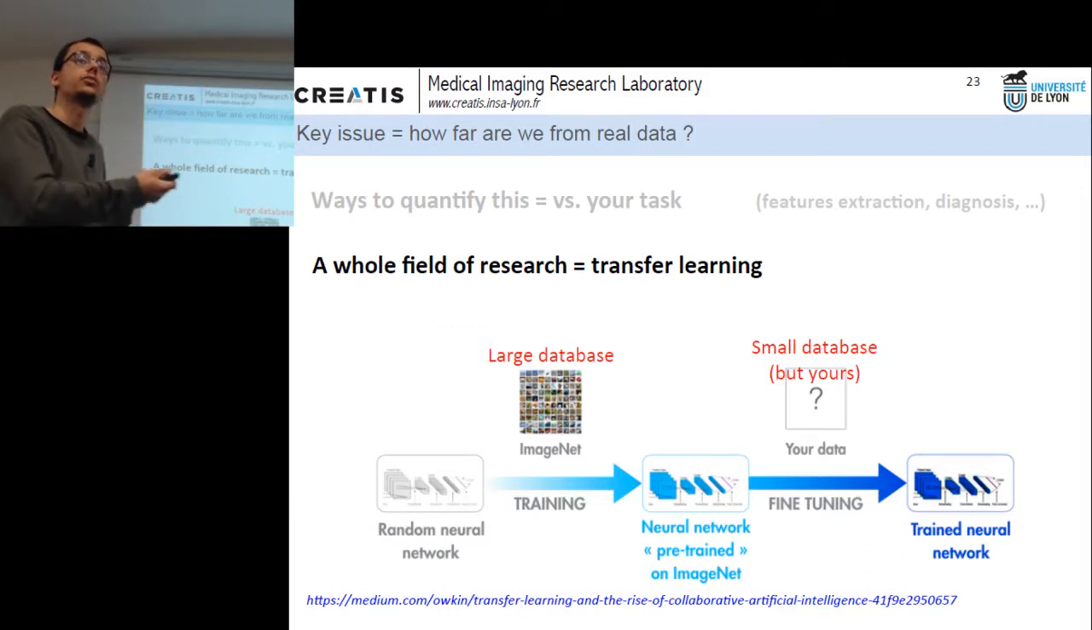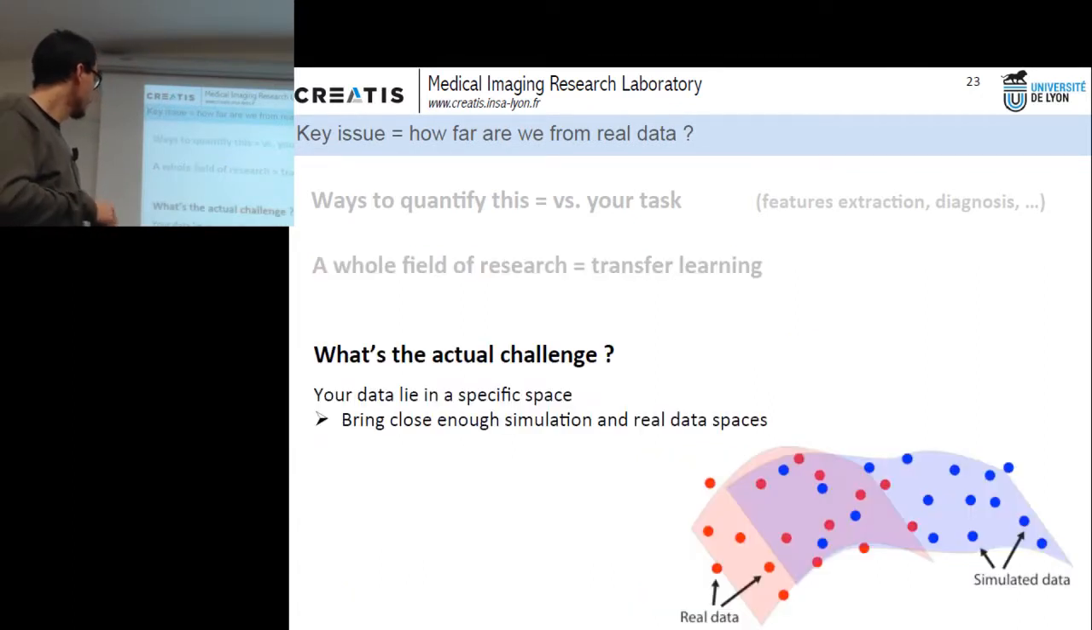What should I do? Should I just adjust the brightness of my images? Should I try to look at the statistical distribution of some features and correct for bias in the statistical distributions? I won't enter into detail, but keep in mind that this is a whole field of research tackling this. And the actual challenge is this: you have your real data that belongs to a given space, your simulated data that belongs to another space, and the key challenge is to at least have partial overlap or bring these two spaces close together.